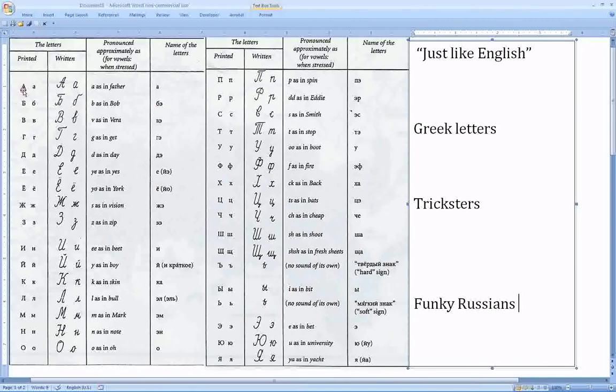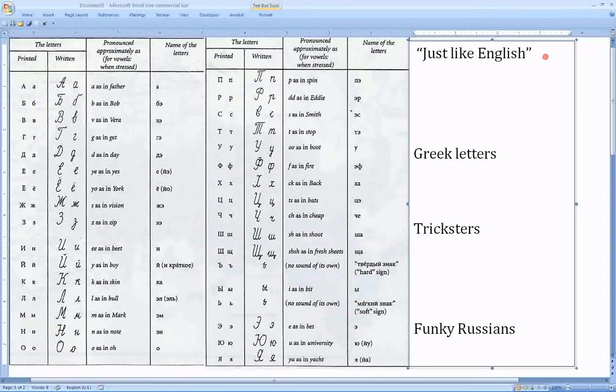We have the letter A. I assume that you're going to be able to see this with my cursor, which should be lit up with this program. This letter A is pronounced ah, just like it is in the English word father. The name of the letter, the Russians, if they're going to call it anything, and they probably wouldn't call it anything, but they'll call it the letter A. That's a vowel, and I think that it belongs clearly in the just like English category, so I'm going to put that under just like English.